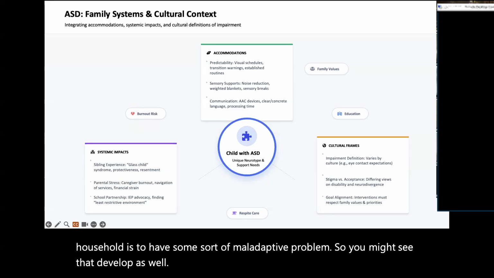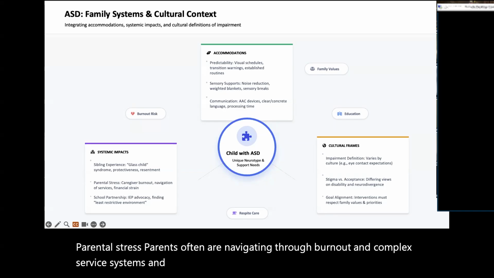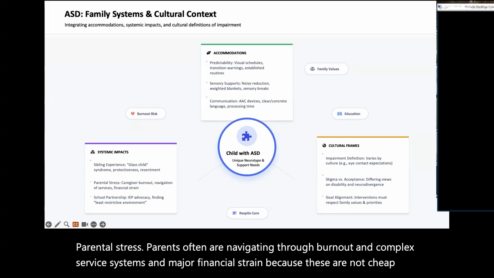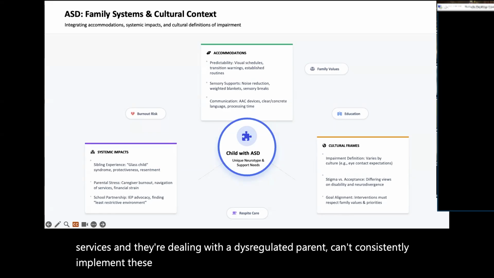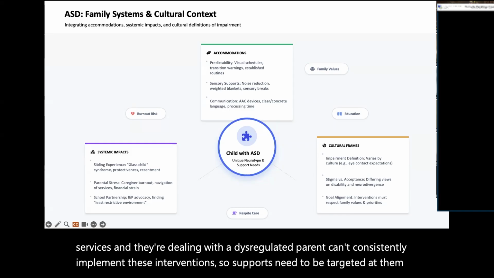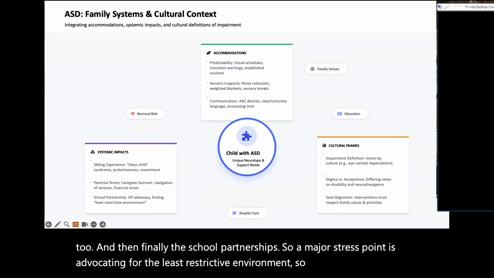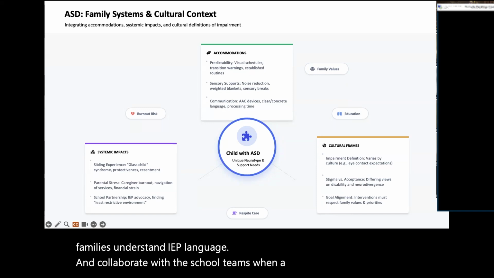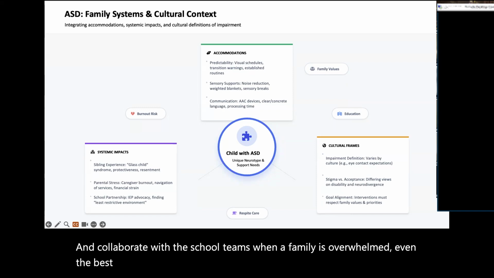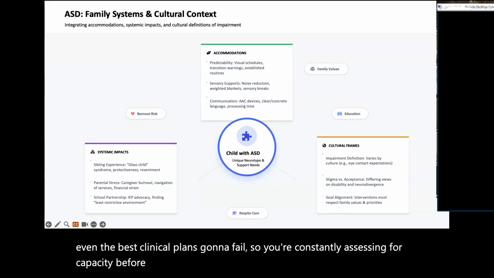Parental stress, parents often are navigating through burnout and complex service systems and major financial strain because these are not cheap services. And they're dealing with a dysregulated parent who can't consistently implement these interventions. So supports need to be targeted at them too. And then finally, the school partnerships. So a major stress point is advocating for the least restrictive environment. So Psych NPs can help families understand IEP language and collaborate with the school teams. When a family is overwhelmed, even the best clinical plan is going to fail. So you're constantly assessing for capacity before assigning interventions.